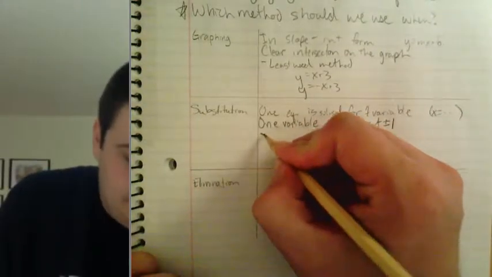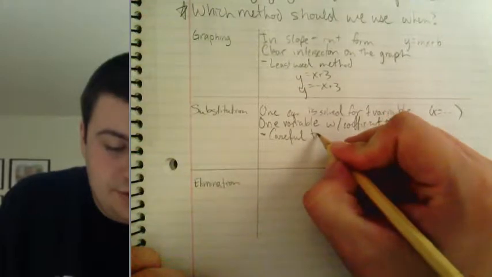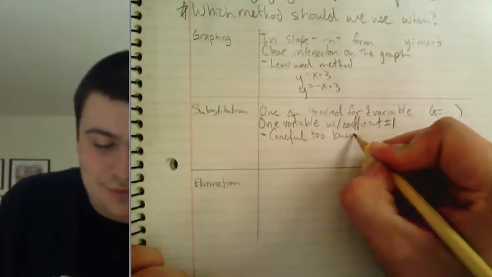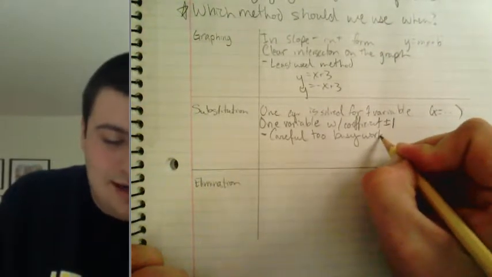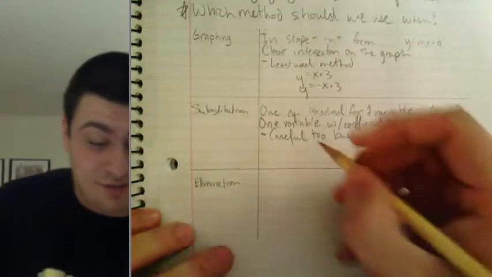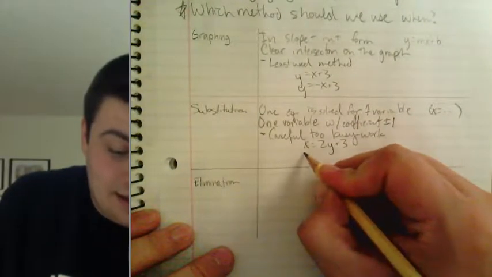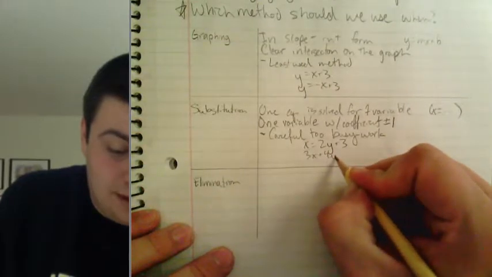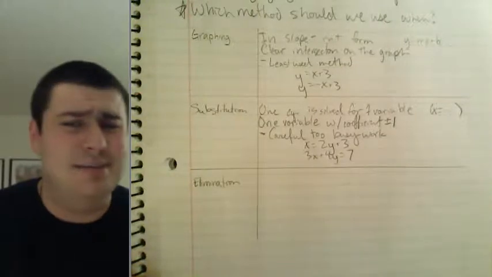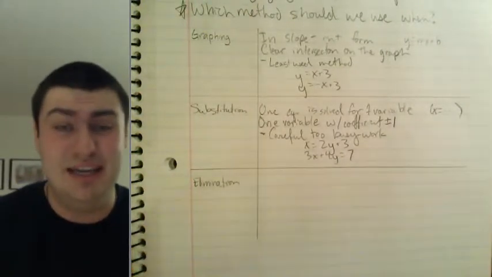Be careful that you don't get too busy with your work. Don't try to substitute for something if it's just going to make the work harder. For example, if we had x equals 2y plus 3 and 3x plus 4y equals 7, that would be a good time to substitute. A bad time to substitute would be if you have to make fractions and just make things really tricky.